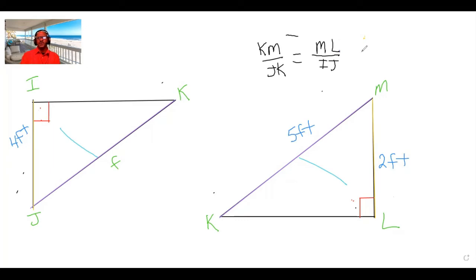Okay, now we're going to go ahead and put some numerical values for KM. So what is KM? Yes, KM would be 5. Then what is JK? JK is essentially F, right? So we got to put F down there because that's what we're trying to figure out. And then we have the equal sign here. And then ML we said was 2 feet. And then on the bottom here, we have IJ, which we know is 4 feet. So we just put the 4 there.